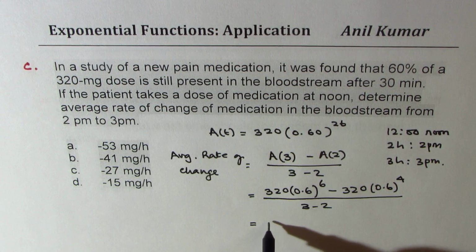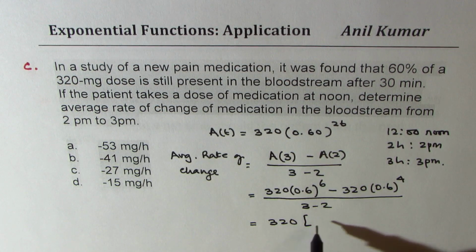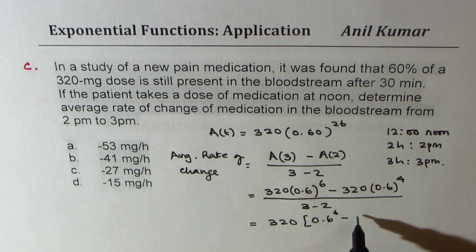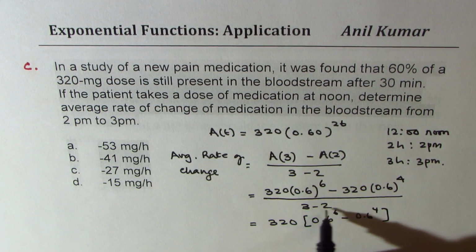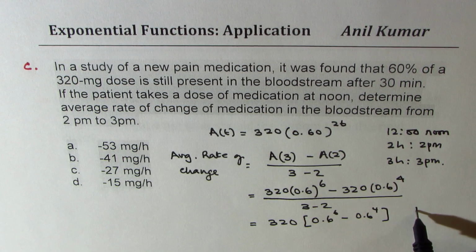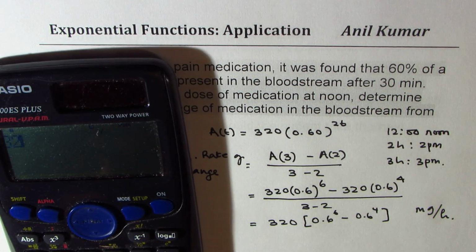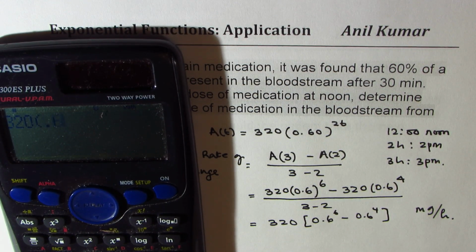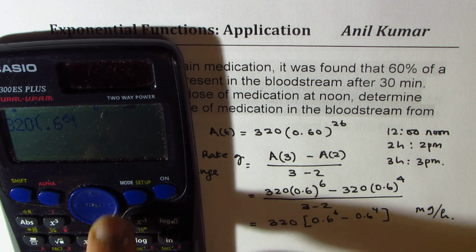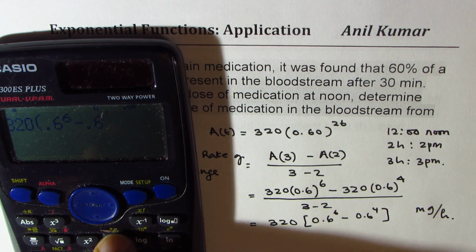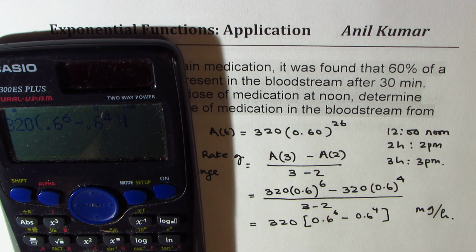So we could take 320 common, and we have here 0.6 to the power of 6 minus 0.6 to the power of 4, and this is 1. Units will be milligrams per hour. So let's use the calculator and calculate this particular answer. So we have 320 within brackets 0.6 to the power of 6, take away 0.6 to the power of 4, which is equal to minus 26.5.